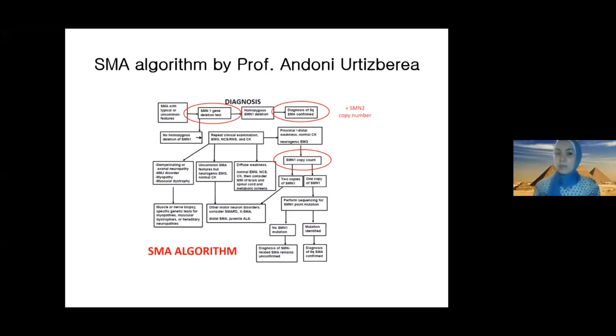Now we can see that even if the EMG is positive, they would do a survival of motor neuron 1 copy count. If there are 2 copies of the survival motor neuron 1 gene, then they would diagnose that this is not spinal muscle atrophy, right? They have to look to the other types that may mimic it. Why is this important? Because this would affect the type of medication that we're going to use. Some of the new medications will not really be of any help, because this child has 2 copies of the survival motor neuron gene.